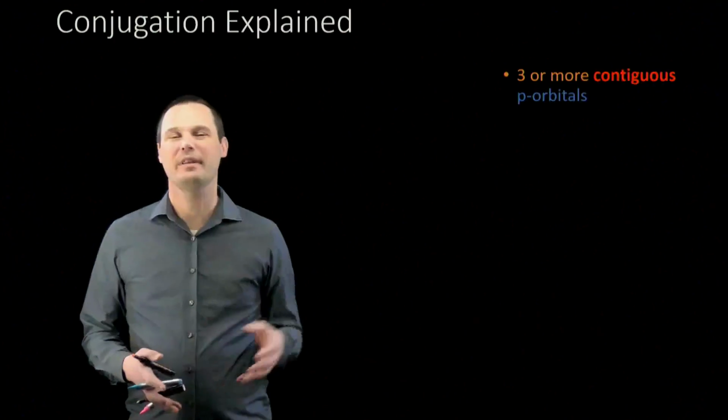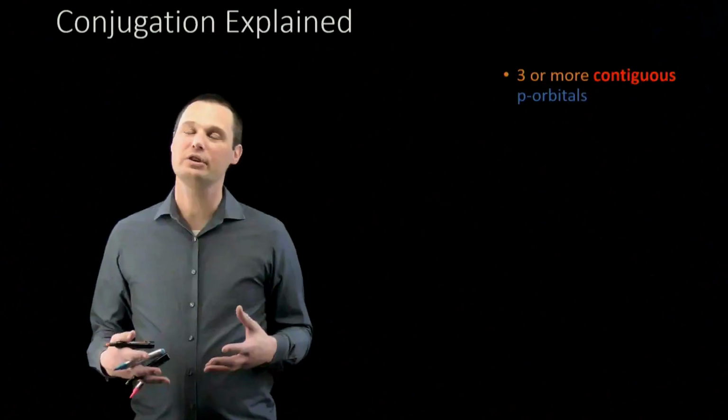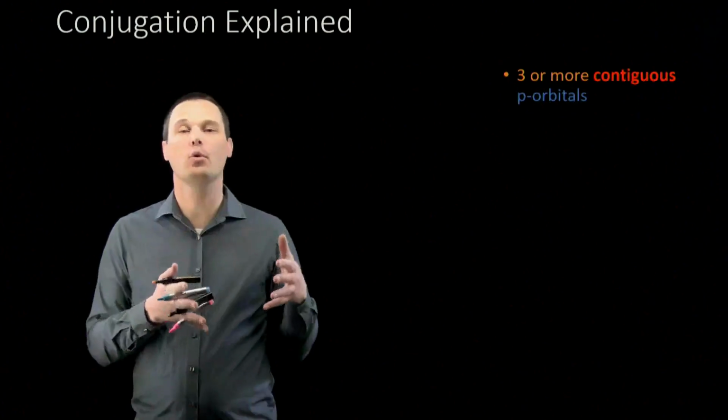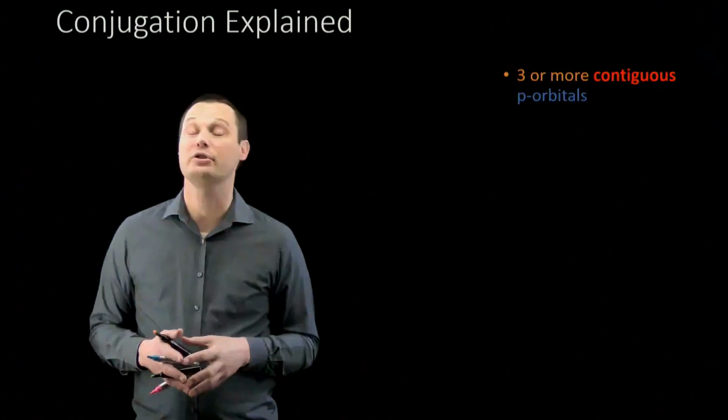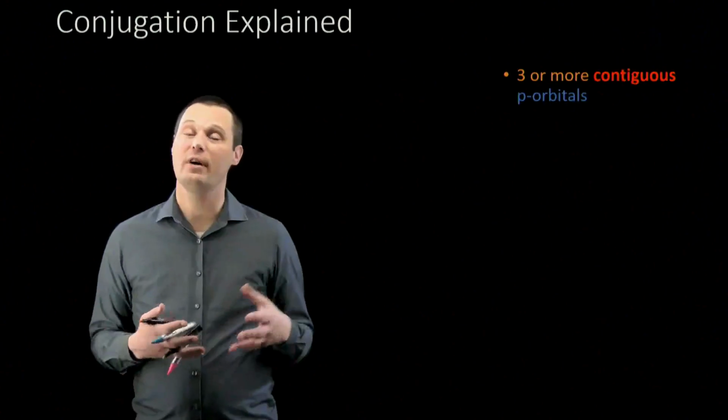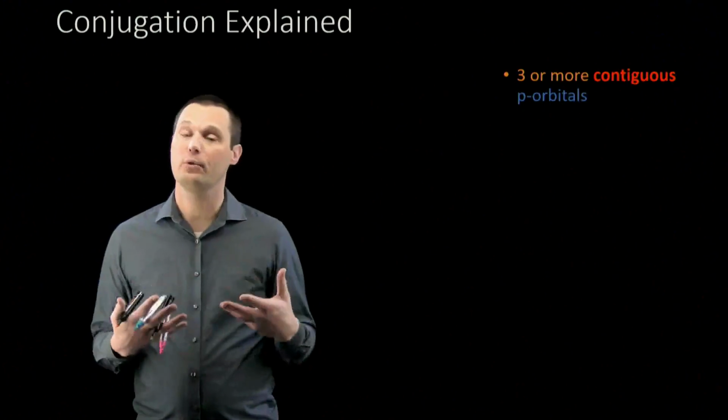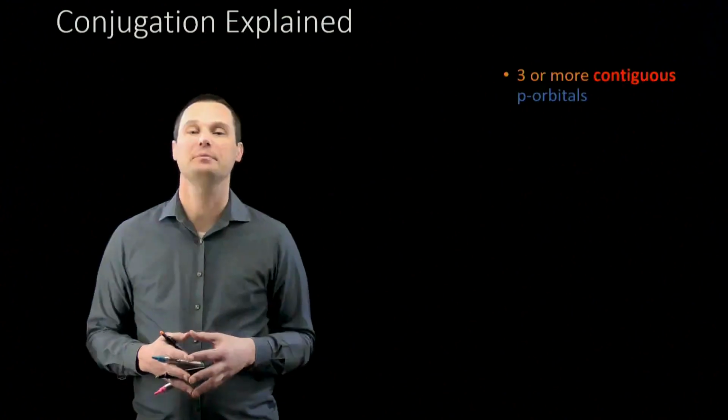So let's start with a definition of conjugation. Conjugation occurs whenever you have 3 or more contiguous p orbitals. And just about every syllable in that definition is extremely important. Conjugation involves p orbitals, overlapping p orbitals. If we're going to have conjugation, we need to have unhybridized p orbitals in the molecule.